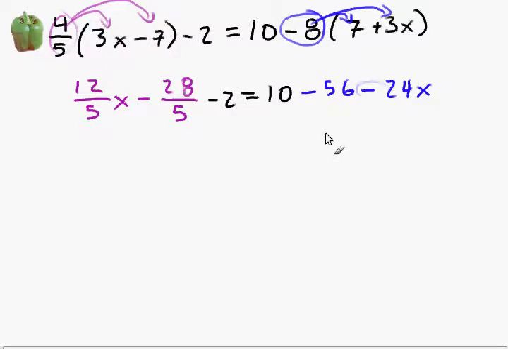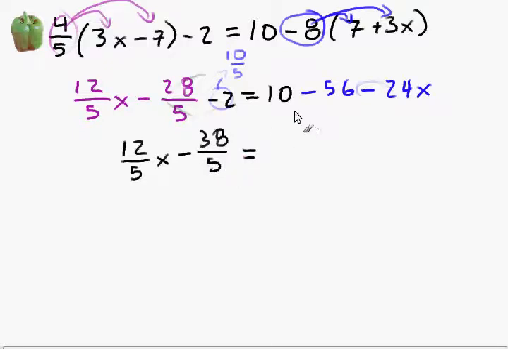It's time to combine. And I'm going to go ahead and combine these two here by noting that negative 2, this 2 is 10/5. So we have 12/5 x minus 38/5 is equal to, let's see here, 10 minus 46. That's a negative 46 minus 24x. Okay. Got to get rid of that x.